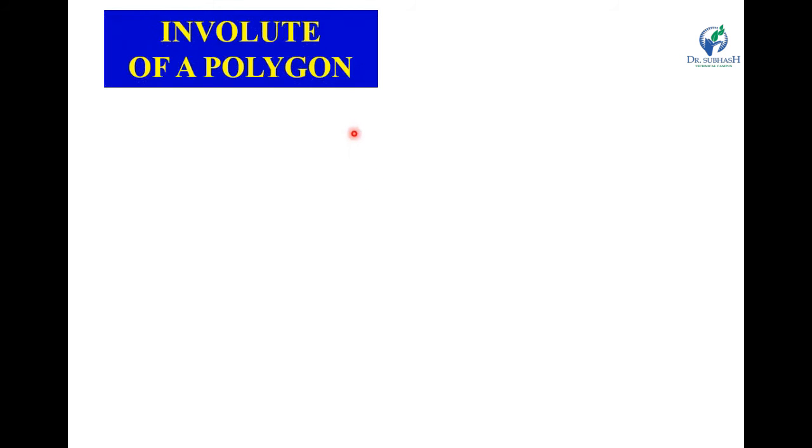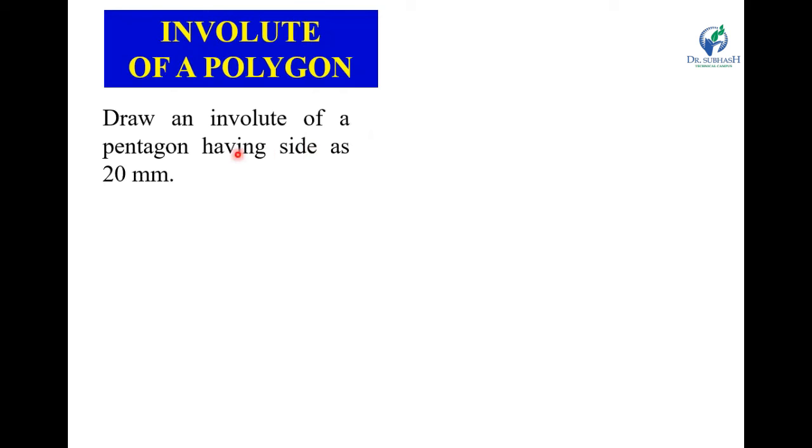Involute of polygon. Draw an involute of a pentagon having side as 20 mm. So we have to draw involute of pentagon. First of all, we have to draw a regular pentagon of 20 mm side. So you can see this is the pentagon, side is 20 mm.